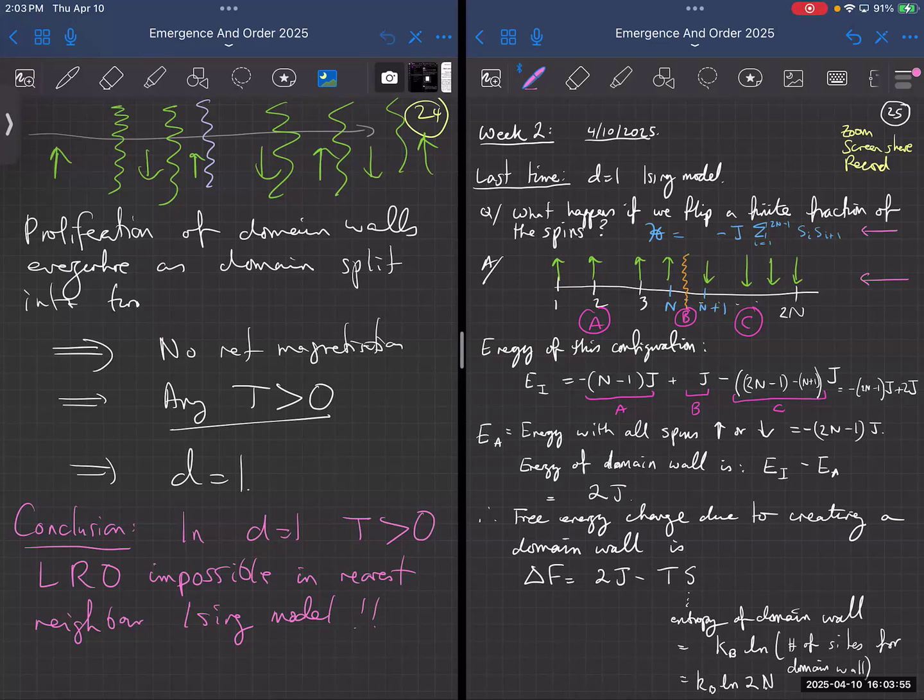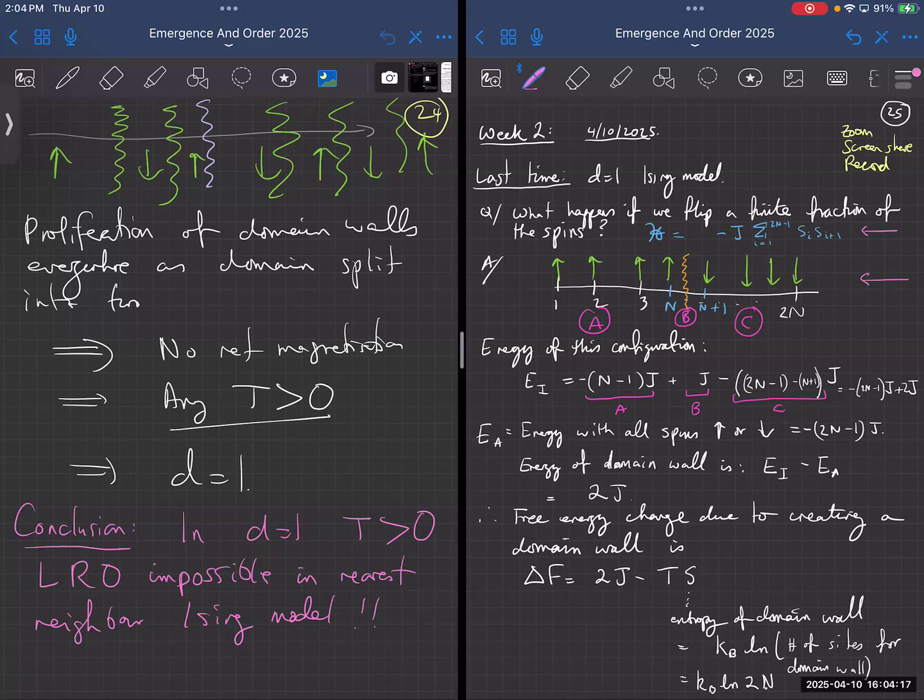In the middle, the little brown wiggly line labeled B is what's called a domain wall. It's a wall between two domains, a domain where all the spins are up, a domain where all the spins are pointing down.